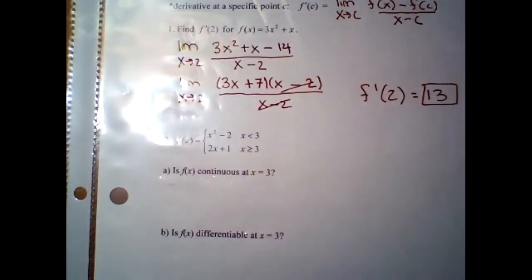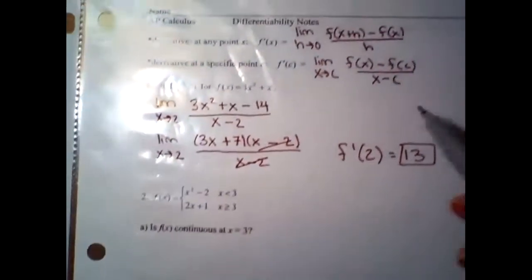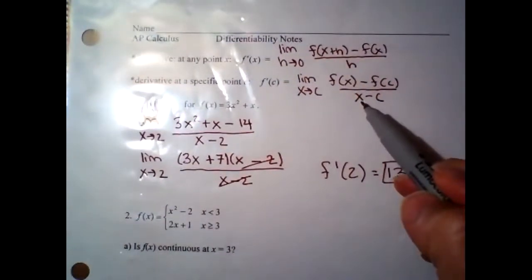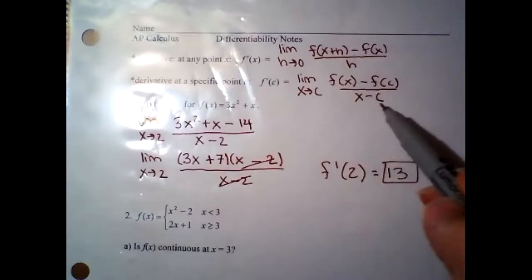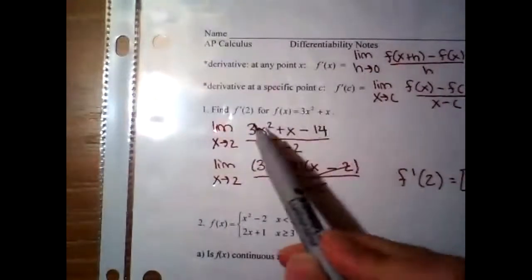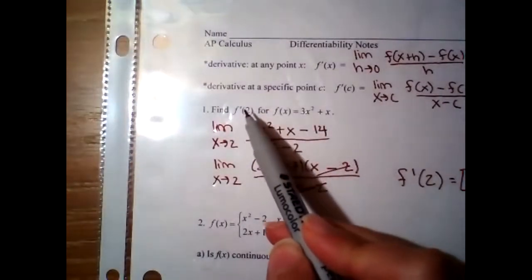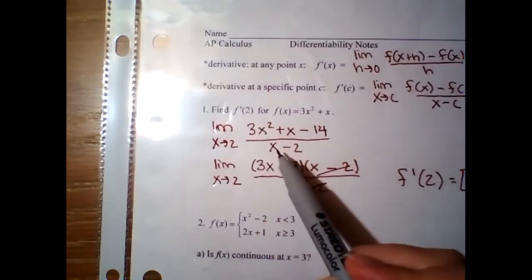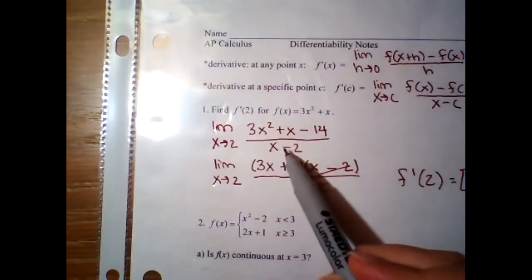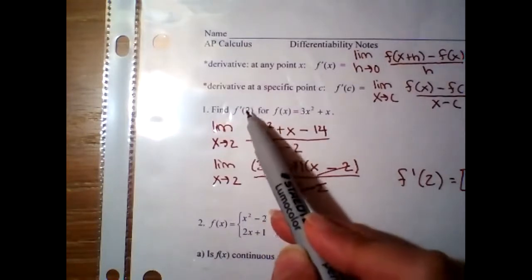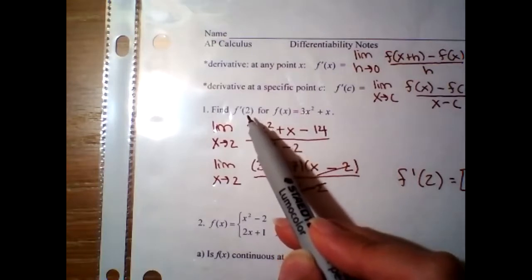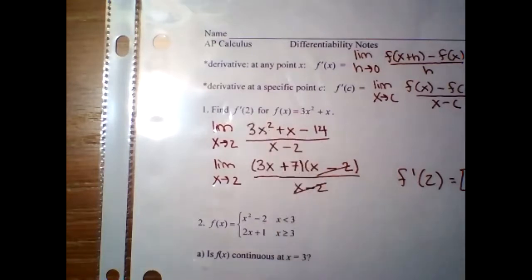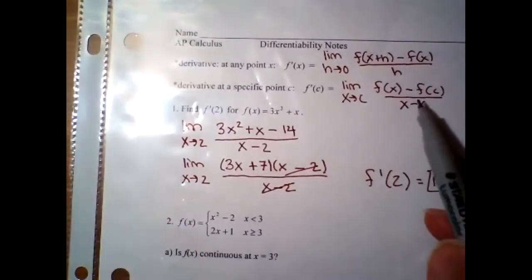Oh, sorry, I saw a question in the chat. The question is, where did the x minus 2 come from? In the denominator for the formula that we're using, it says x minus c. For this problem, our c value was 2, so it was x minus 2 in the denominator. It'll just be x minus whatever number it was that you were trying to find the derivative at. So it came from this part of the formula.